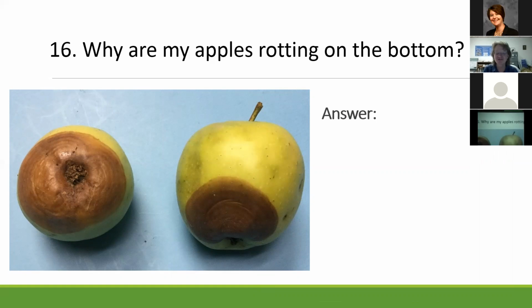I've been envisioning that you're all chatting with each other and trying to solve the problem. Fruit wasp.